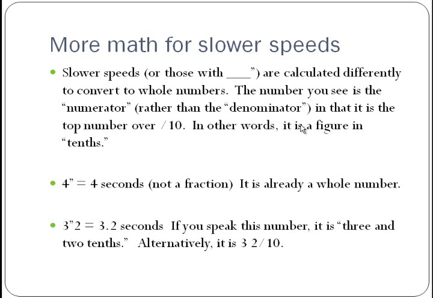So if you go back up here and look, this 2 here is going to be over tenths, which is what I've set up here. It's going to be a numerator. It's going to be the top number over the tenths. So it's going to be 2 over tenths, whereas before it was the denominator.